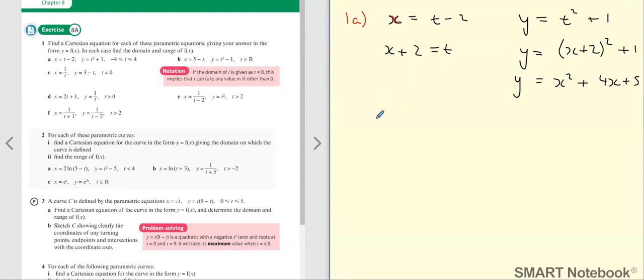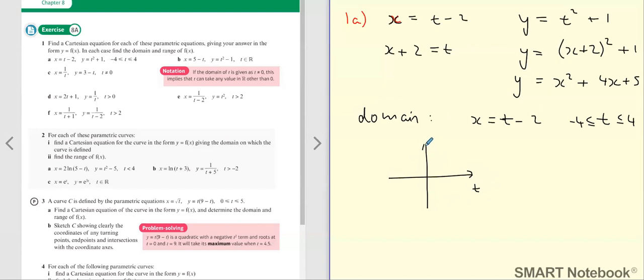Now, for the domain, we said that we would sketch x against t. X equals t minus 2, and t ranges between 4 and -4 inclusive. So here's t, and here is x. When t equals -4, x equals -4 minus 2 is -6. So here's -4. And this is going to be -6 somewhere down here. And when it equals 4, 4 minus 2 is 2. And it's obviously a straight line. It's the equation of a straight line with the y-intercept of -2.